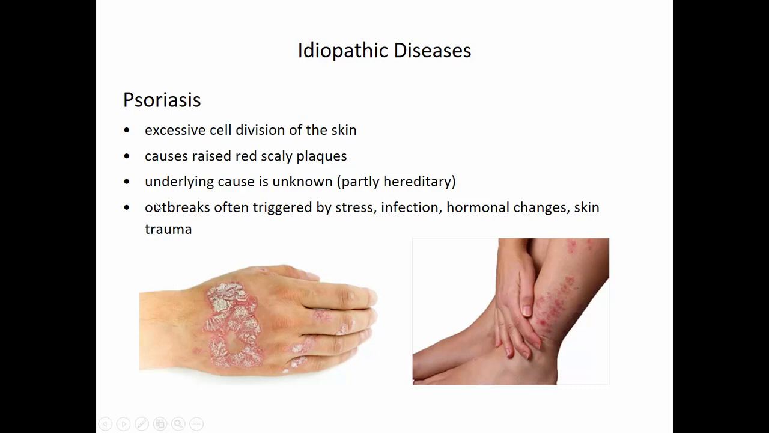Outbreaks are often triggered by stress, infection, hormonal changes, skin trauma, those types of things. Treatment for psoriasis could be anything from topical steroids to reduce inflammation. UV light therapy has been effective, and medications that contain coal tar may also be effective.